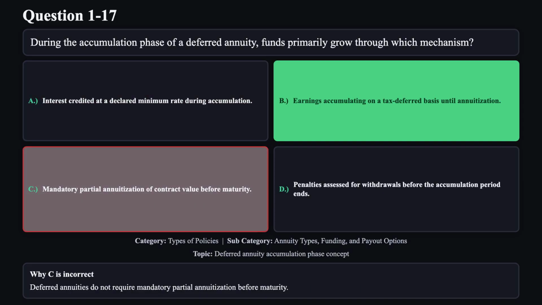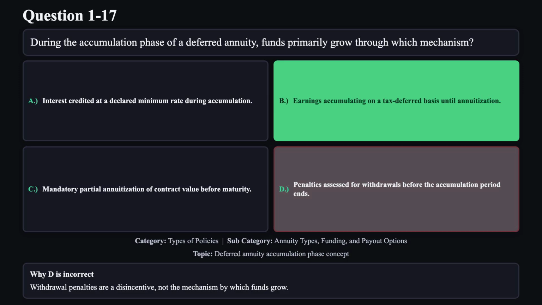Reason C is not correct. Deferred annuities do not require mandatory partial annuitization before maturity. Reason D is not correct. Withdrawal penalties are a disincentive, not the mechanism by which funds grow.